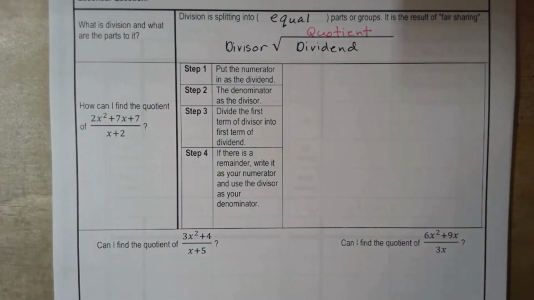Now, with that being said, we're going to put some of this to use, and we're going to go ahead and do some division here. So let's take a look at our first question. Notice it says, how can I find the quotient of 2x squared plus 7x plus 7 divided by x plus 2? So I have broken this up into 4 steps for you.